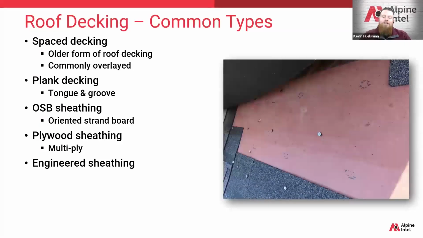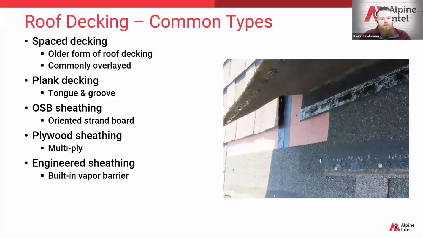Our last decking type is definitely gaining popularity, especially in newer builds and renovations. Now, this engineered sheathing is similar to OSB in construction, but it has some additional protections built in. Now, this product has a built-in vapor or moisture barrier, and if installed properly with taped seams and covered fasteners, it can actually act as the roof's vapor barrier. Now, this product is a big upgrade from the other forms of sheathing and requires additional steps to install it. So be on the lookout for products like these, especially on newer, higher end homes.